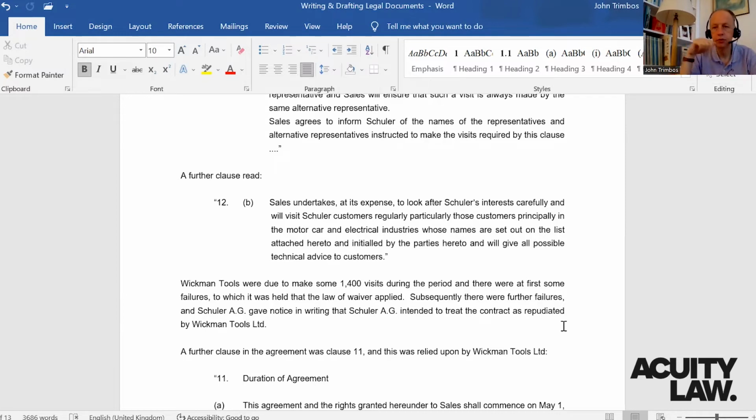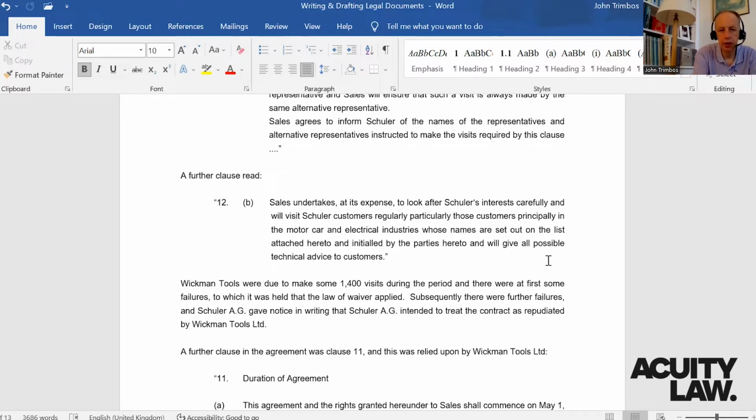Now, what happened in practice was that Wickman Tools were absolutely useless. They were underfunded, disorganized, poorly managed. I get the impression they probably bit off more than they could chew with this contract, but they're a bit of a shower, and they had extreme difficulty in holding on to staff. Big staff turnover, lots of missed appointments, and generally shambolic behavior. And Schuler became very disillusioned very quickly with their new UK business partners.